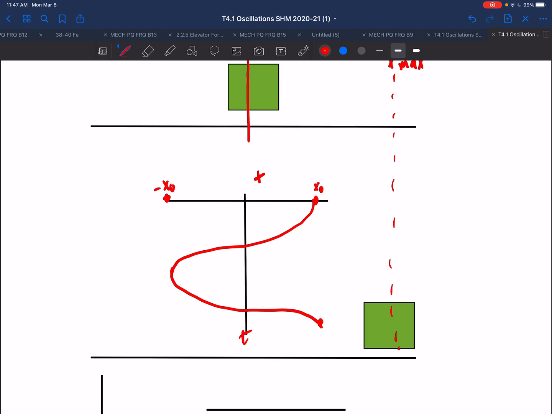Now, so we can label this as x0. We label this as 0. We label this as minus x0. And we're back to 0 and back to x0 again. And that's what this graph depicts.